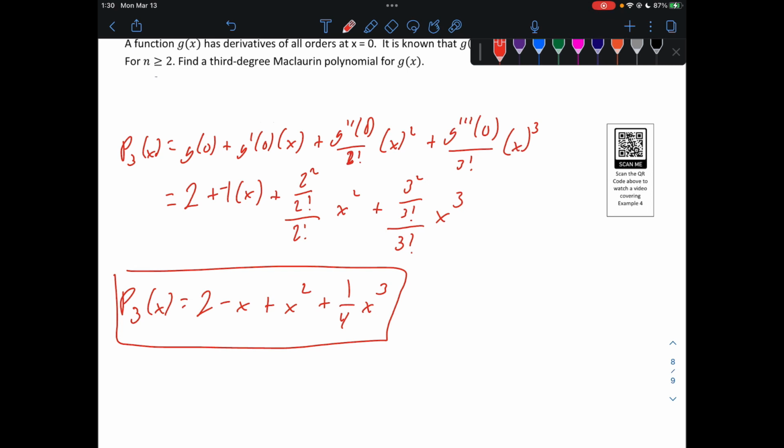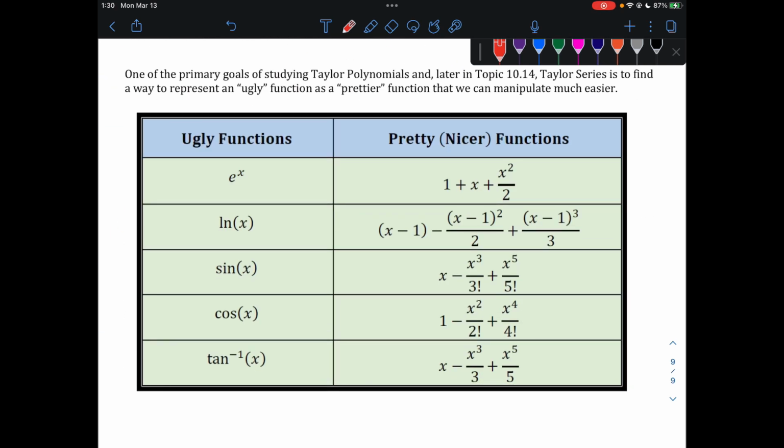Okay? If you go to the last slide here, one of the primary goals of studying Taylor polynomials, and later in a couple days Taylor series, is to find a way to represent an ugly function as a prettier function so we can manipulate it much more easily, which is kind of what we've been doing all day today. Instead of natural log of x or sine of x or something like that, we got these nice polynomials that we can do a lot more with in a much easier fashion.